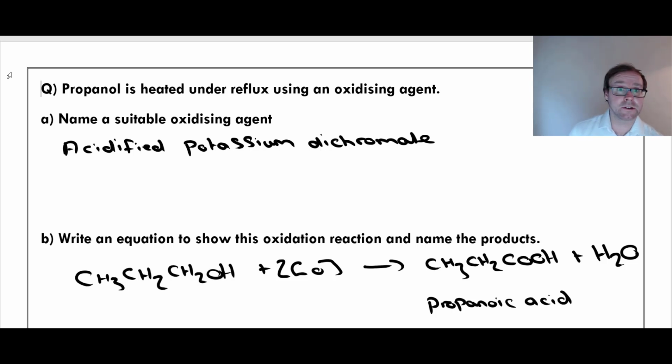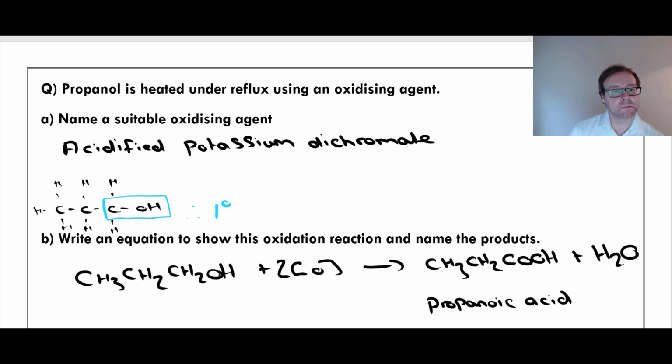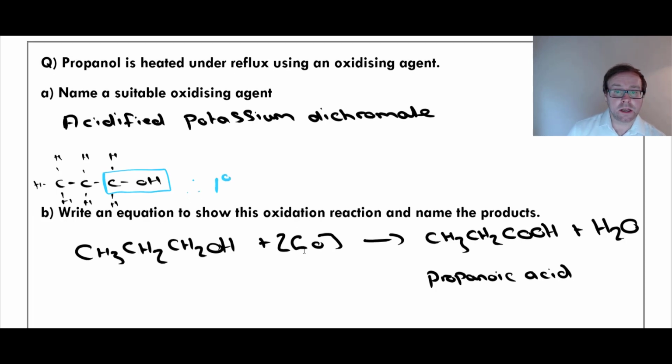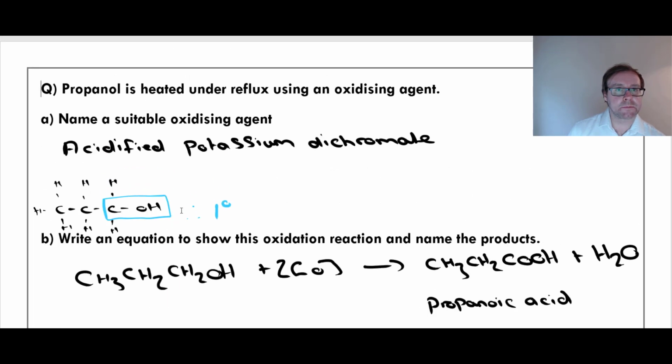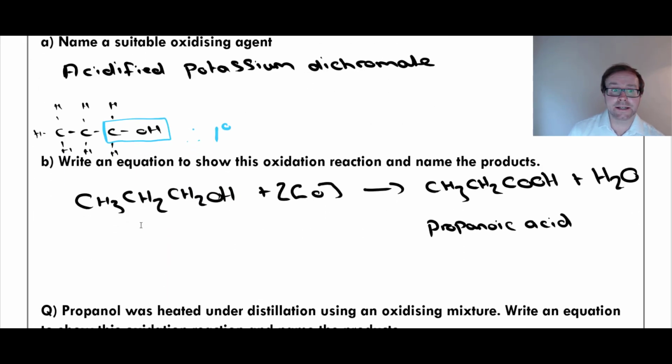Well, the first thing you need to do is identify whether it's primary, secondary or tertiary. I know that propanol looks like this. So I'm looking at what's attached here. I only have one carbon attached, therefore it's primary. Now I know that if I reflux a primary alcohol, I'm going to get a carboxylic acid. So it must mean that I have propanol and I form propanoic acid. Make sure you balance it up.